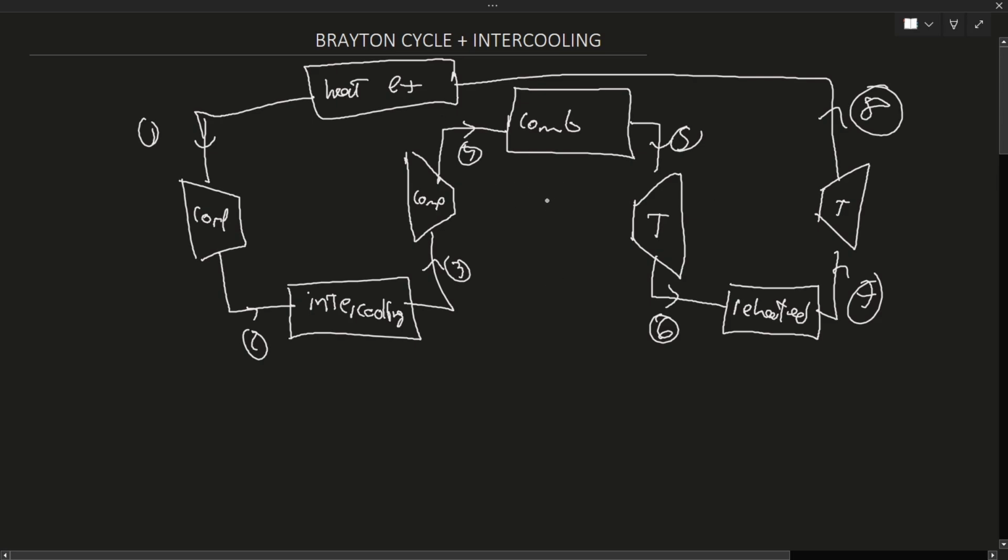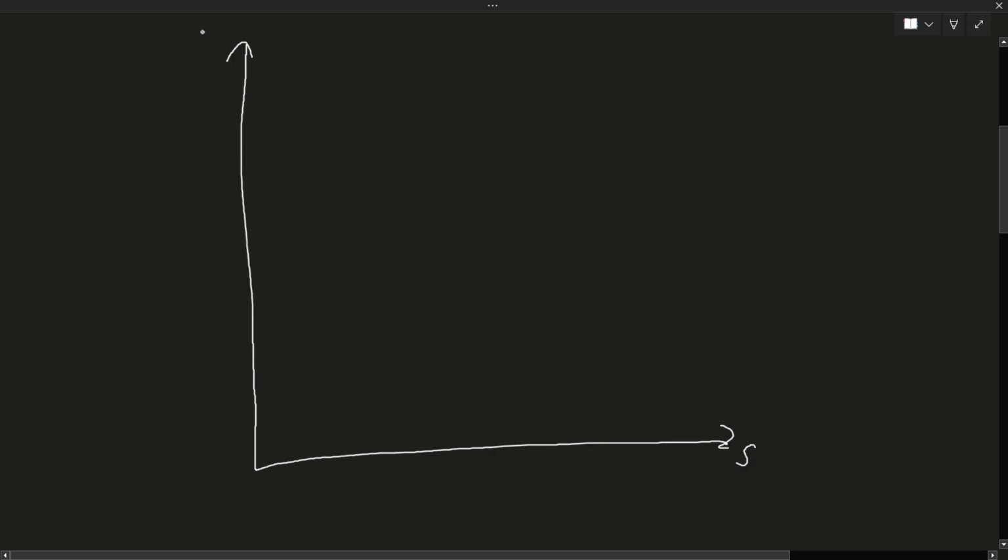Okay, if this is a little too complex, don't worry. You don't need to know this by heart. Well, actually, you don't need to know any of this. It doesn't really matter. What does matter is the TS diagram. So I'm going to draw exactly that. There you go. S and T.